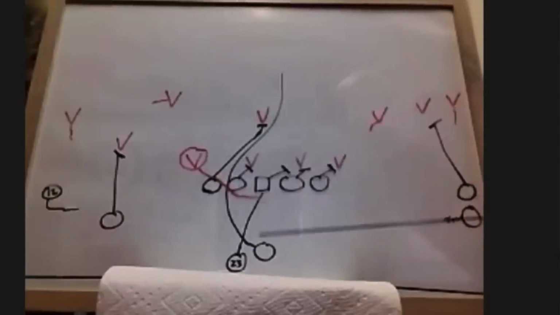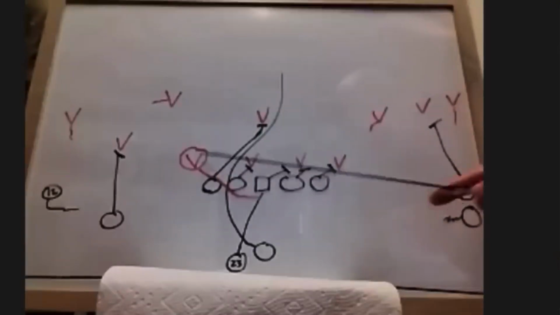If he goes down here, you do what Shedeur does. If he comes up here to stop Shedeur, you hand off to Augustave, and either way, you're probably going to make that touchdown. So I just wanted to explain what the run pass option and the triple option looks like.